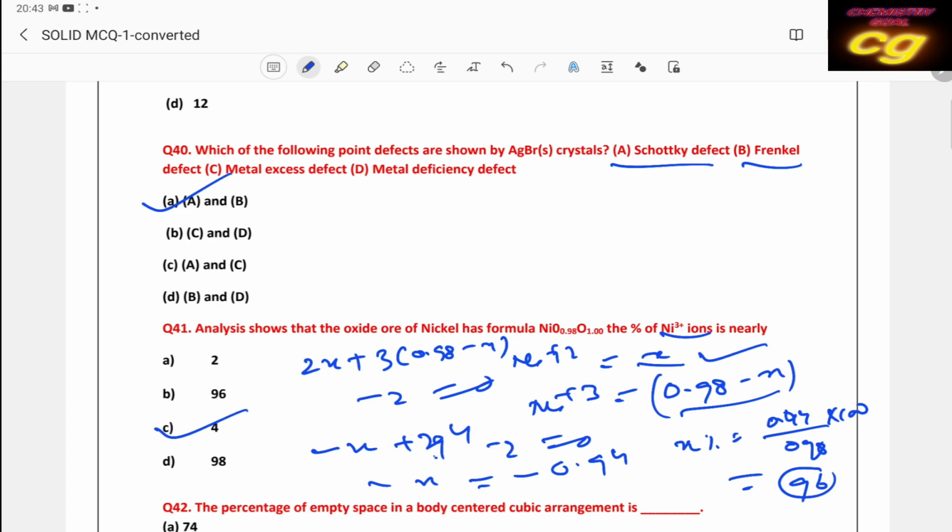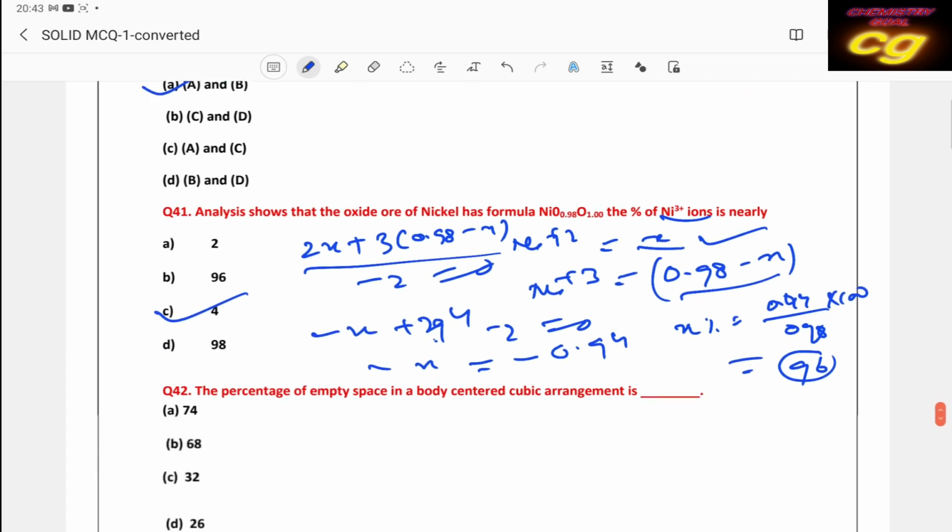Is it clear? So we have to apply this formula. Total charge of nickel +2, nickel +3 and oxygen -2 is equal to 0. Then you will solve the value of x. Then you take the ratio, multiply by 100, and you will get the percentage.